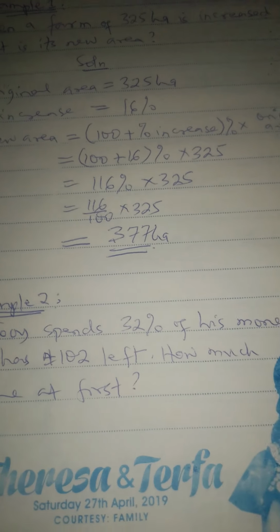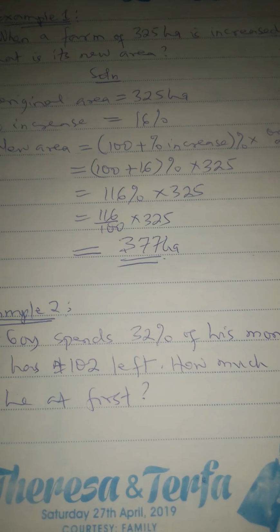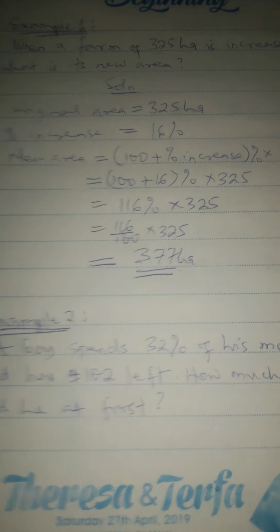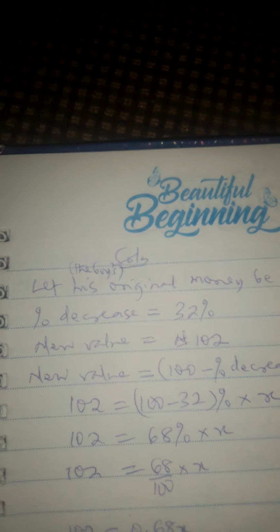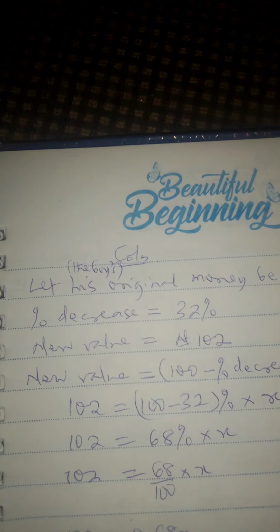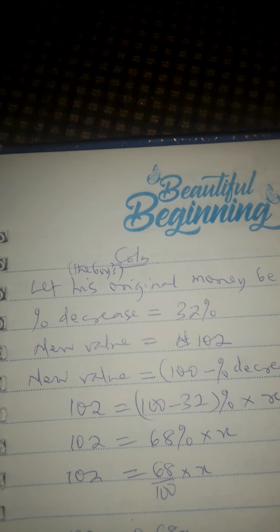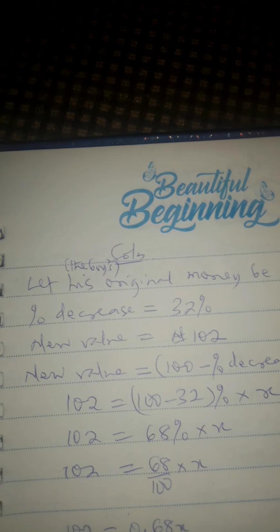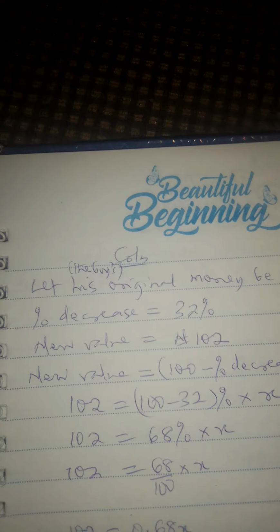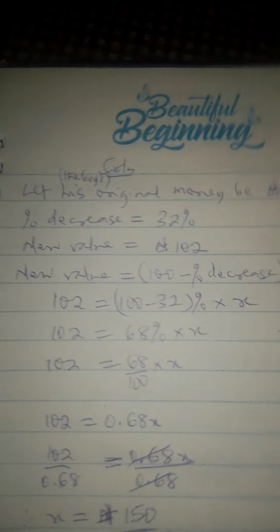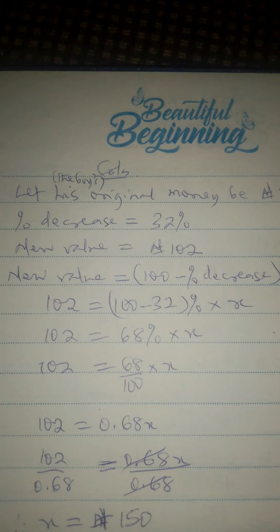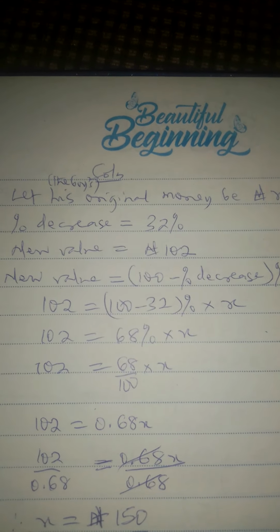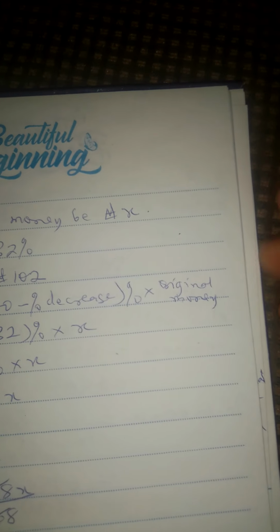Since the boy spent 32% and he was left with 102 naira, that 32% represents percentage decrease. Therefore, you say percentage decrease is 32%. And the new value the boy got after spending 32% was 102 naira. Since there was a decrease here, when you check that note, the rightful formula to use here will be new value equals (100 minus percentage decrease)% times original money.